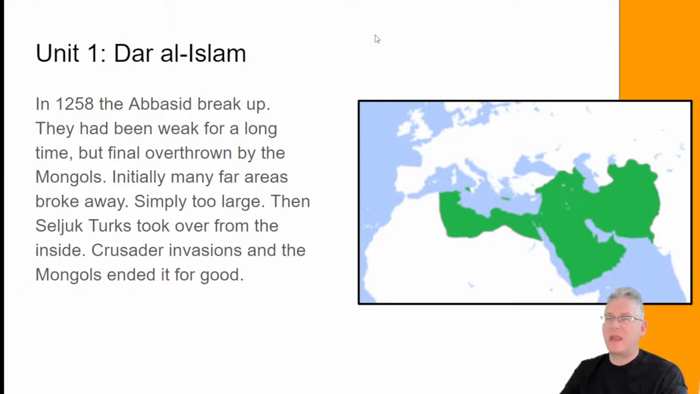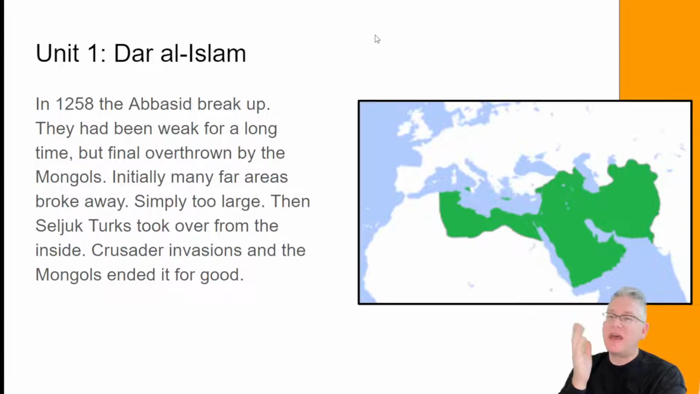All right. In 1258, the Abbasid are going to break up. That is the Abbasid Empire at the height of its powers, which would probably be about maybe 1100 or so, but it's very powerful. They had been weak for a long time, but their final overthrow is really by the Mongols. In 1258, they will be invaded by the Mongols.